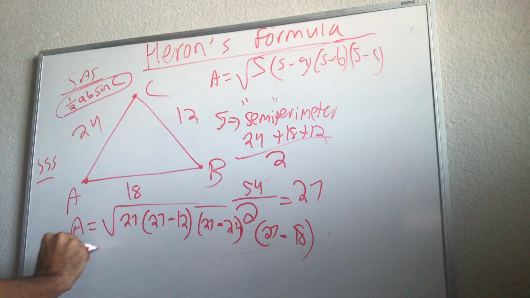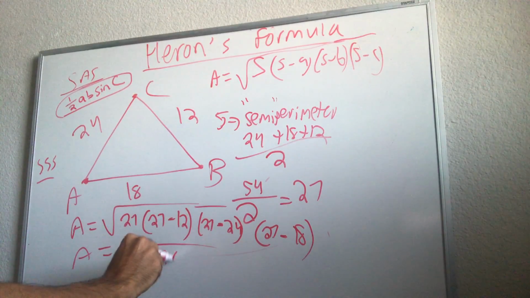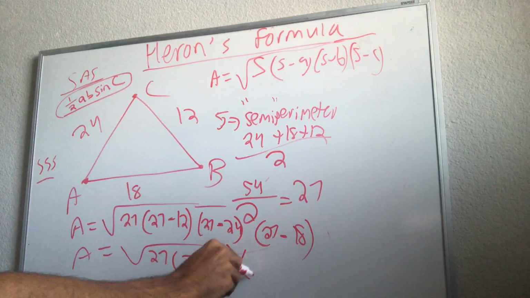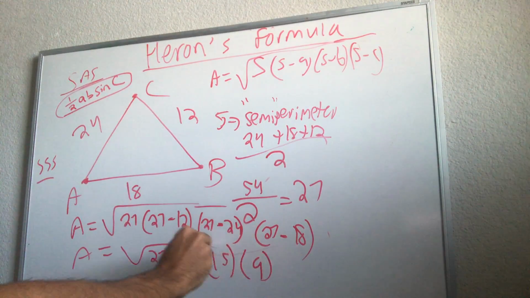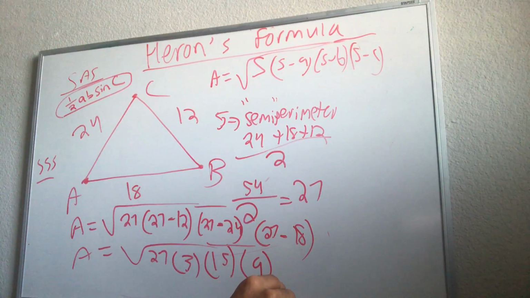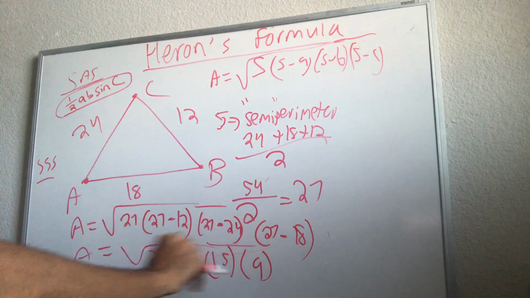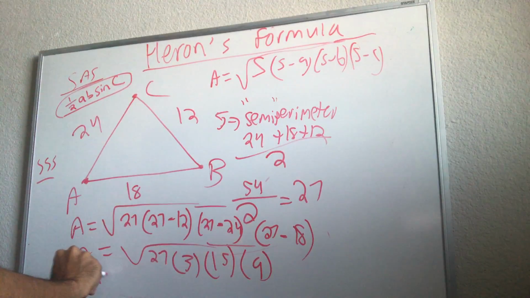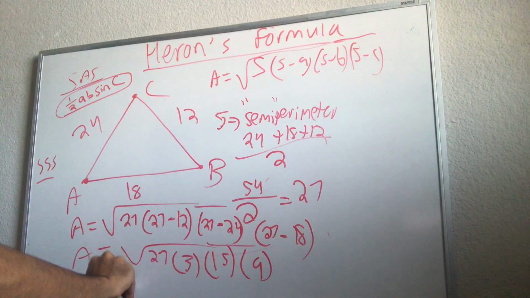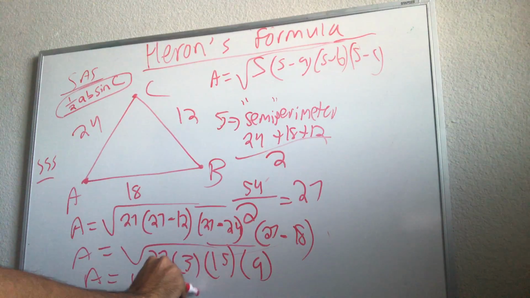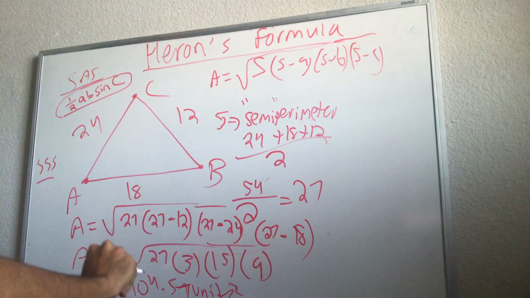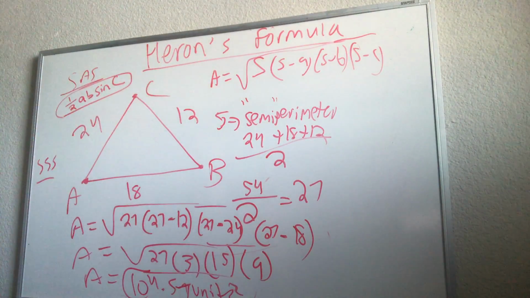And so if we further simplify this, it's the square root of 27 times 3 times 15 times 9. So it's the square root of 27 times 9 times 3 times 15. That's what we have here. So we can further evaluate this and take its square root, and we see that the area of this triangle is 104.57 units squared. So that's our answer, 104.57 units squared, using this formula.